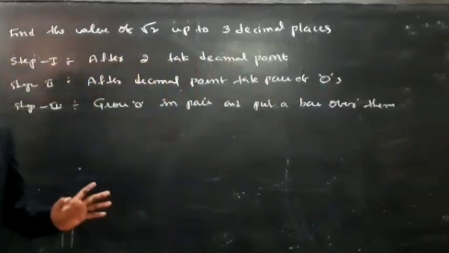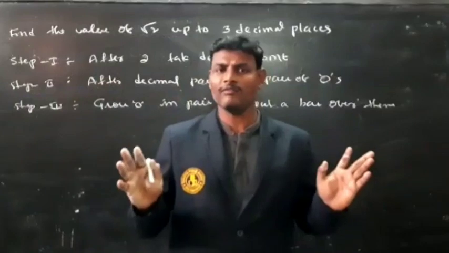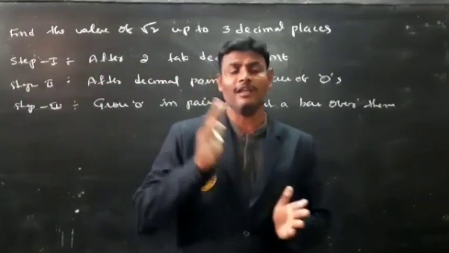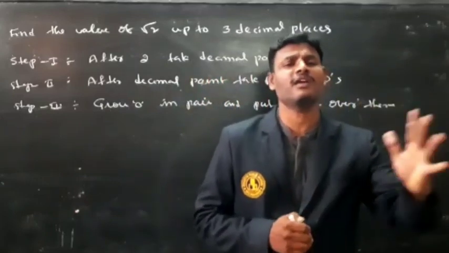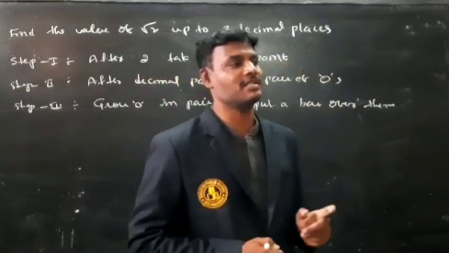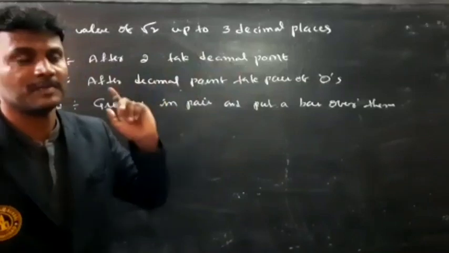So 9th class students, here is one important question. Find the value of root 2 up to 3 decimal places. Root 2 is an irrational number. Why? Because it is non-terminating and also non-recurring. So find the value of root 2 up to 3 decimal places. To find the value of root 2, we have to follow some steps.